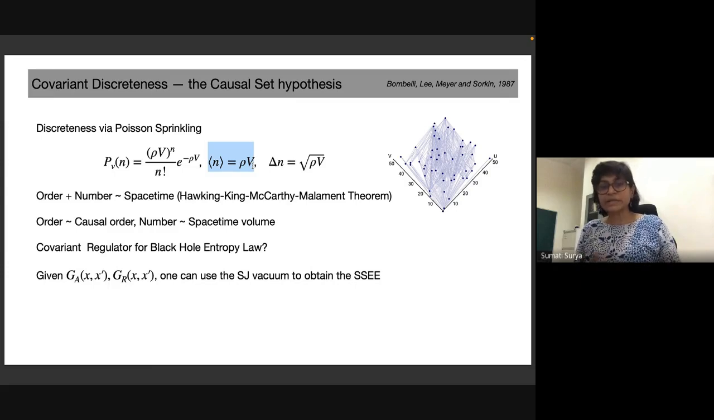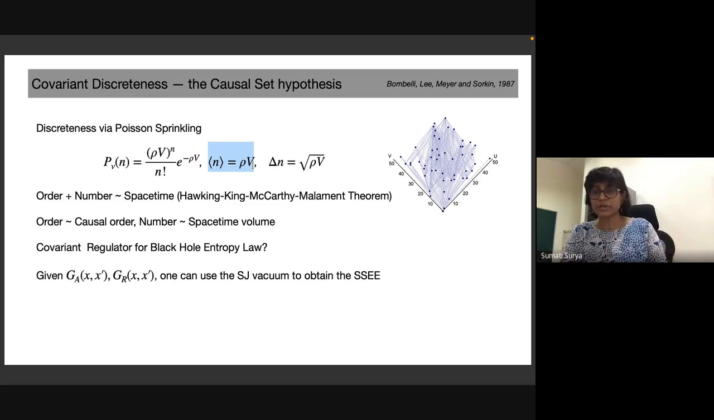So a question that arises is: can it be a covariant regulator for black hole entropy? Because as you saw in all of the calculations, one always has to put in a cutoff. Although things are defined mode-wise, when we finally do the calculation of the full entropy, you need some kind of cutoff, otherwise it blows up. You can take that as a positive or a negative. From my perspective, it'd be nicer if we had a way of defining a cutoff in a more meaningful way.